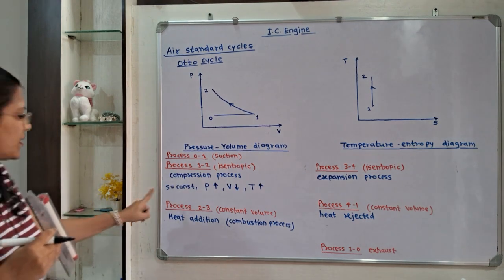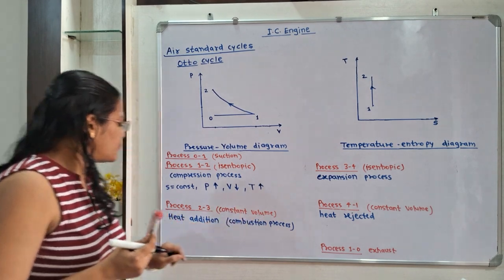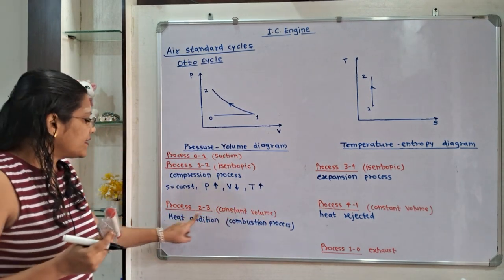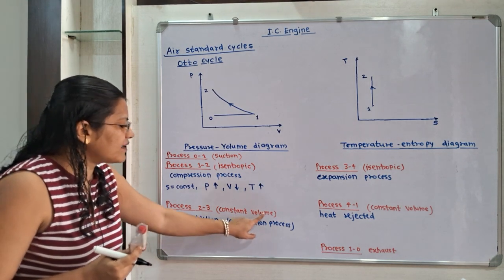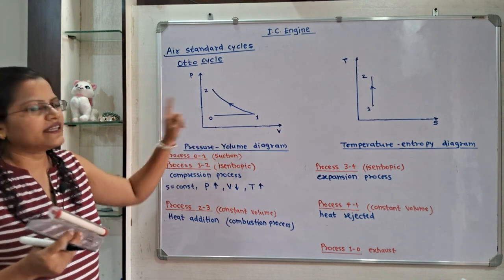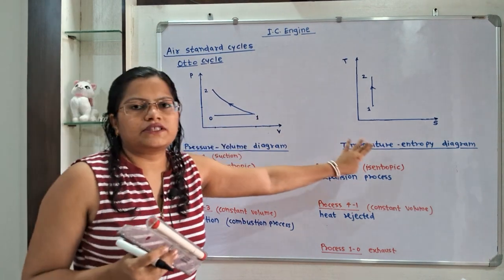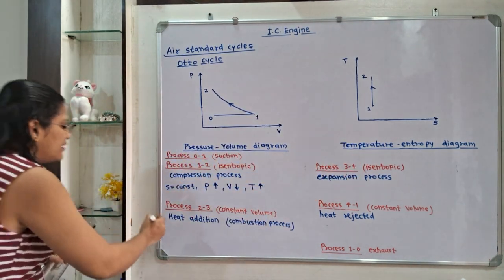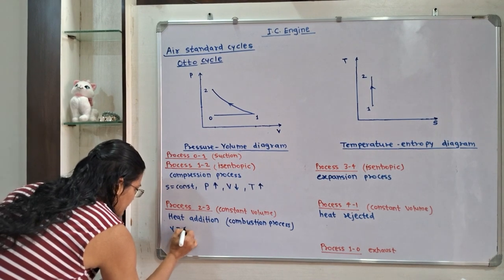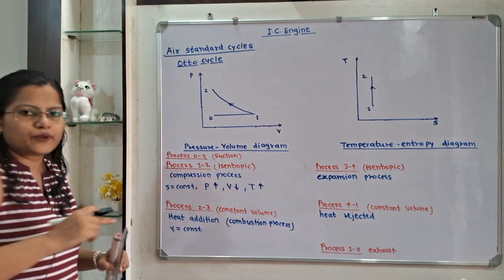Now we will move to the next process 2 to 3. So this is the constant volume process. So here heat addition is taking place at constant volume. So what is the effect of heat addition on pressure, volume, temperature, entropy? First we will write volume will remain constant. This heat addition is known as the combustion process.